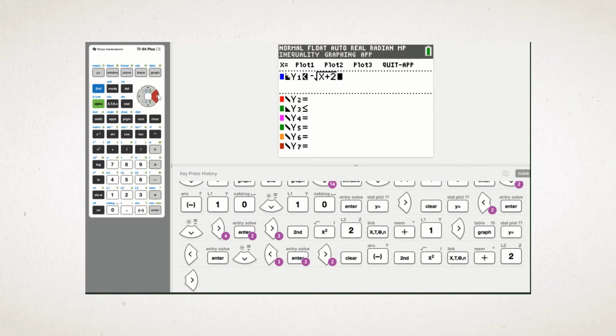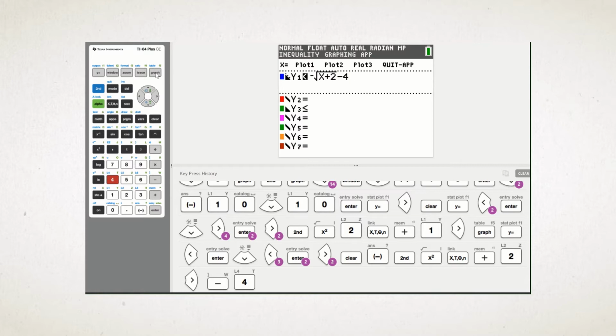And then we've got a vertical shift of down 4. So we've got a reflection in this with that negative before the square root. We've got a horizontal translation of 2 to the left. We've got a vertical shift going down 4.